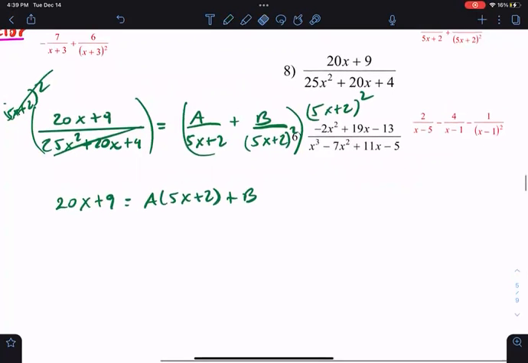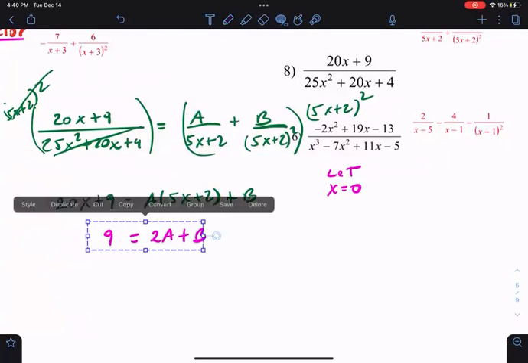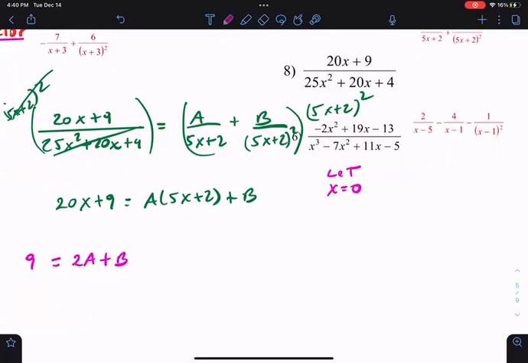Again, almost the same story, right? So now I need to find whatever number I can put. So I'm going to put 0. When x equals 0, that's going to disappear. So I'm going to get 2a plus b equals 9, right? So I have a system of equations here. I keep that. So I'm going to use another number.